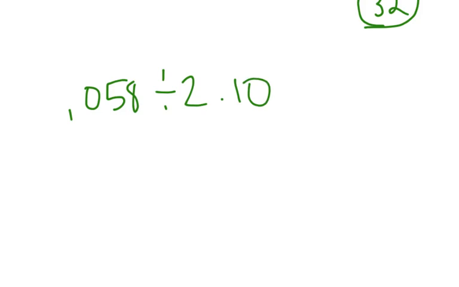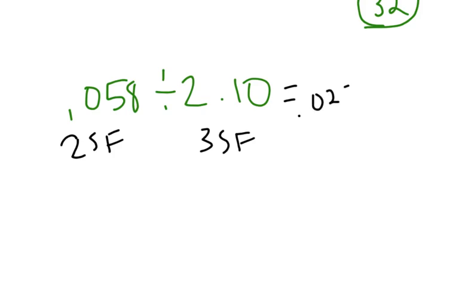The next one is 0.058 divided by 2.10. Because there's no addition or subtraction and this is a multiplication or division problem, it's the number of sig figs that are going to matter. 0.058 has 2 sig figs, 2.10 has 3 sig figs. So when I put this into my calculator, I get a number like 0.027619 and then a bunch of other stuff.